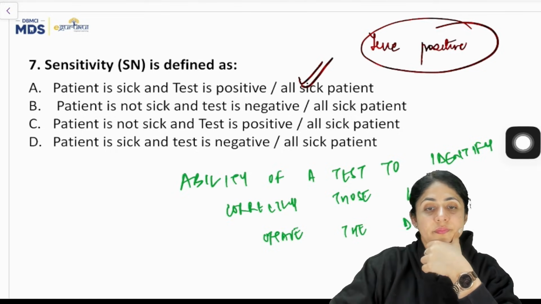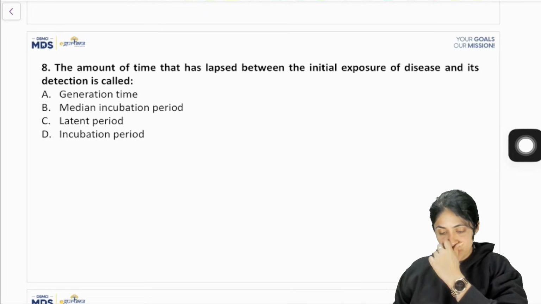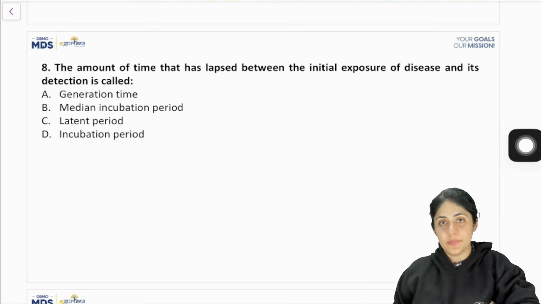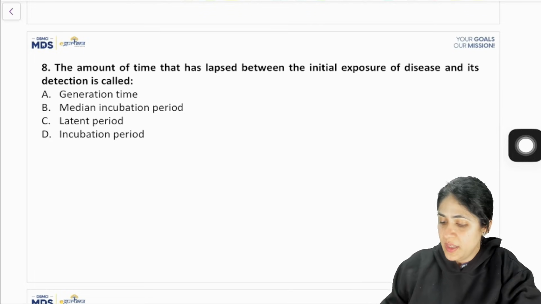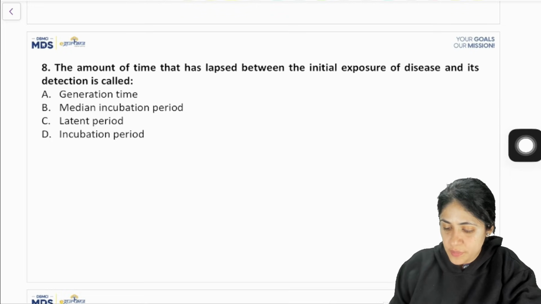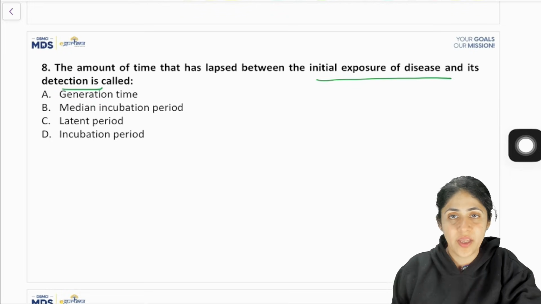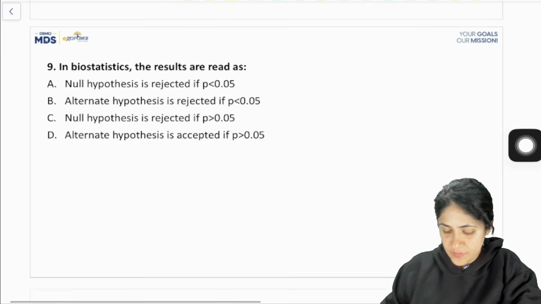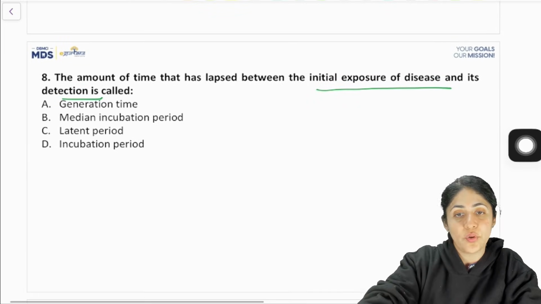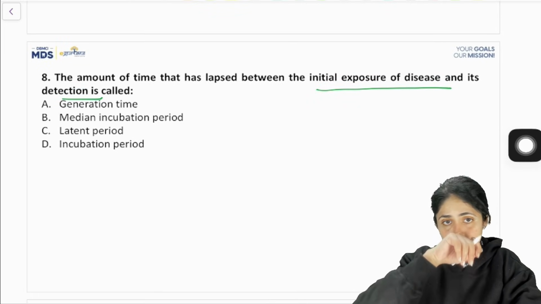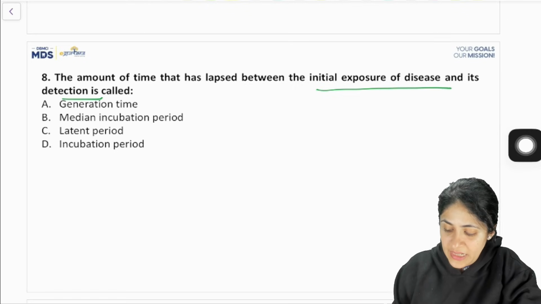Understood this? The next question is: the amount of time that has lapsed between the initial exposure, when the person is first exposed to the disease, and its detection. The time that has lapsed between the two. What is that called? That is the latent period.